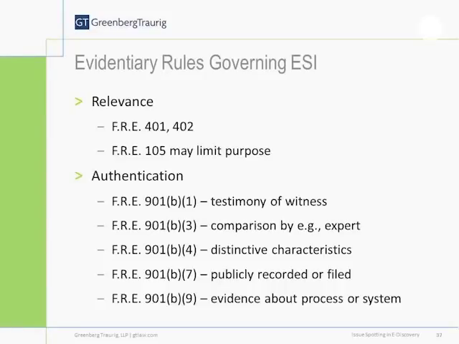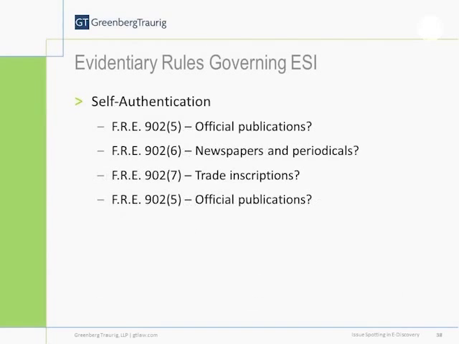Because when you think about what's relevant, and that's where we started, you have Federal Rules of Evidence 401, 402, and Rule 105, so you can limit the purpose for which things might be introduced. But you also have to think about, and Drew mentioned it, how am I going to get this stuff into evidence? How am I going to authenticate this evidence as I'm getting organized? What am I going to do with this evidence?